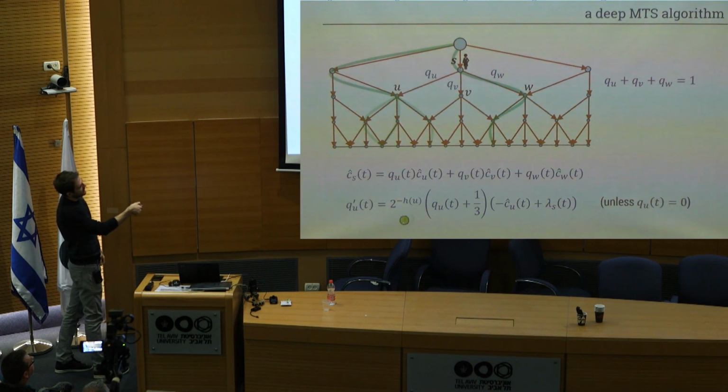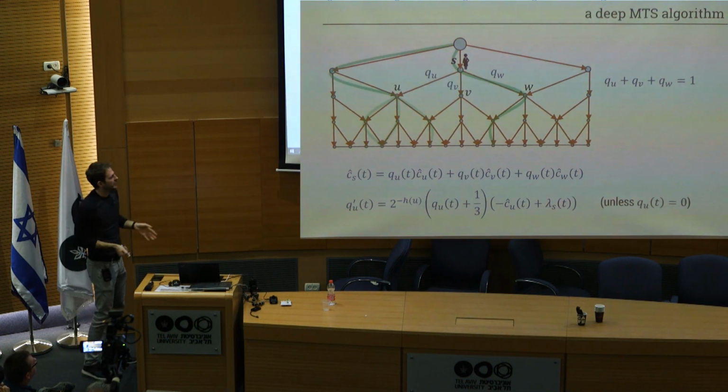And I didn't say what this is. Basically, these dynamics, we're just going to have them run slower the higher up you are in the tree. So h of u is the height of vertex u, and if you think about the scale here as being 2 to the height of u, then everything runs at speed inversely proportional to the scale. Okay, so those are the dynamics.